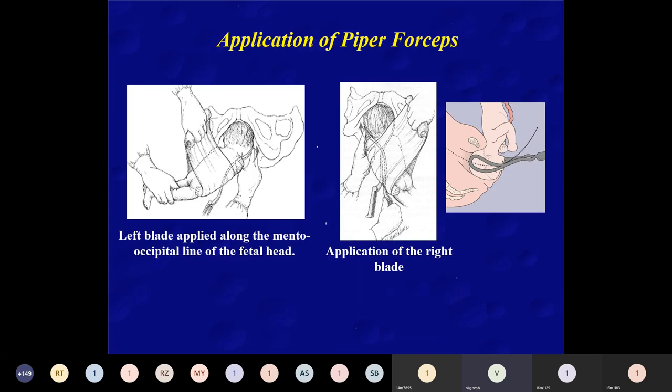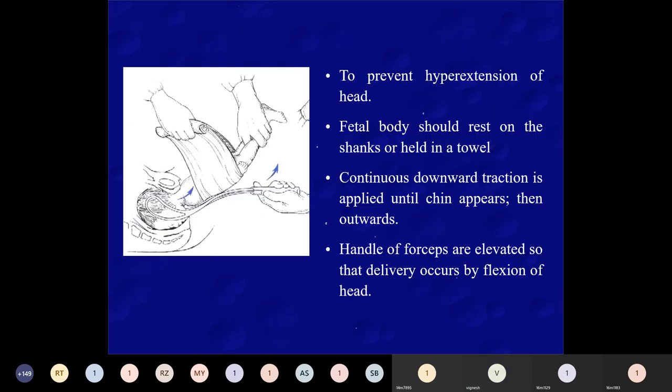Otherwise, you can also apply forceps. Piper's forceps is the special forceps which doesn't have a pelvic curve, so that it is applied to the baby. You have to hold the baby's trunk with a towel. Then from below you apply the Piper forceps like this, first the right and then the left blade. So it prevents hyperextension of the head. The full body rests on the shank held in the towel. Continuous downward traction is applied until the chin appears, then outward. The handle of the forceps is elevated so that delivery occurs by flexion of the head.